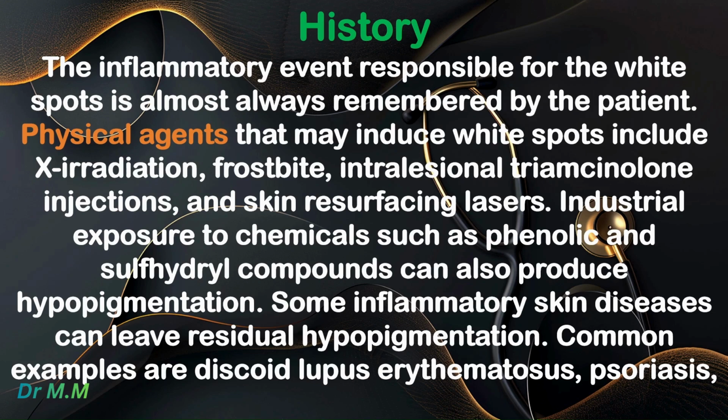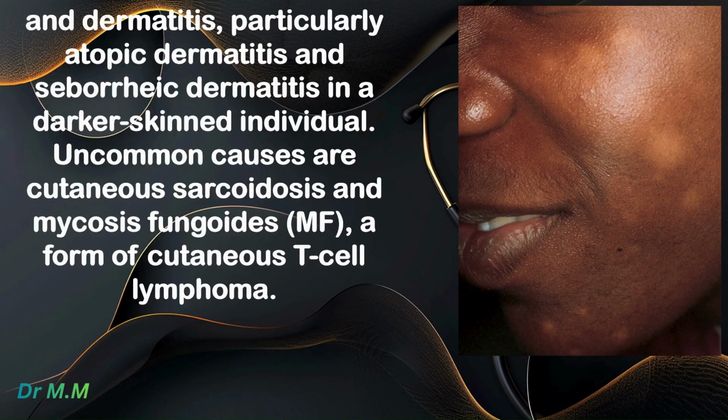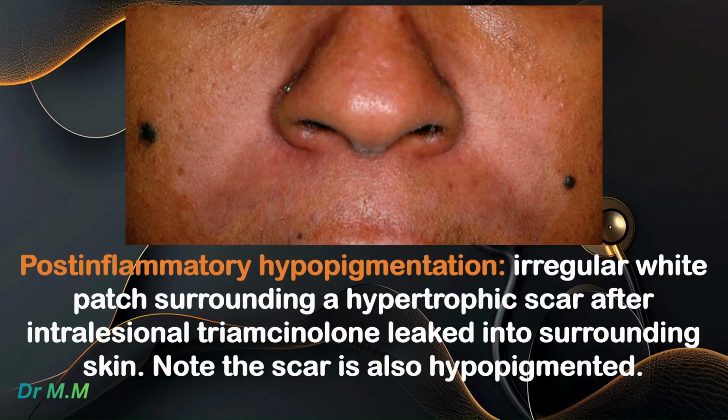Some inflammatory skin diseases can leave residual hypopigmentation. Common examples are discoid lupus erythematosus, psoriasis, and dermatitis, particularly atopic dermatitis and seborrheic dermatitis in a darker-skinned individual. Uncommon causes are cutaneous sarcoidosis and mycosis fungoides, MF, a form of cutaneous T-cell lymphoma.